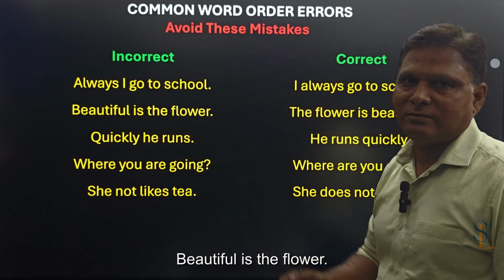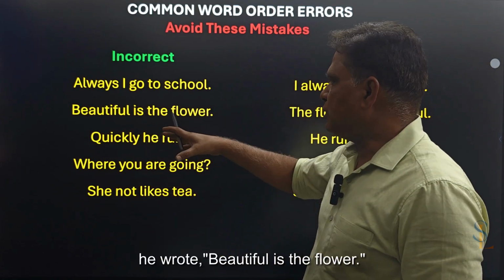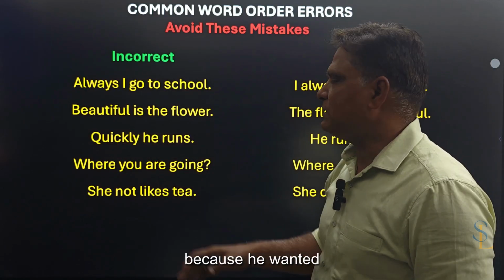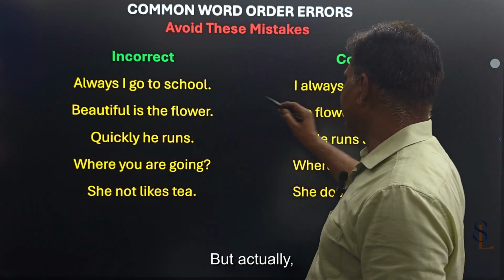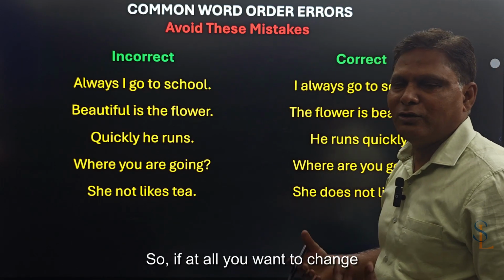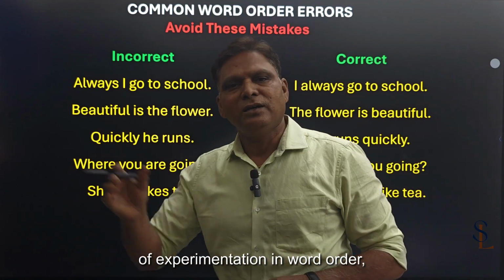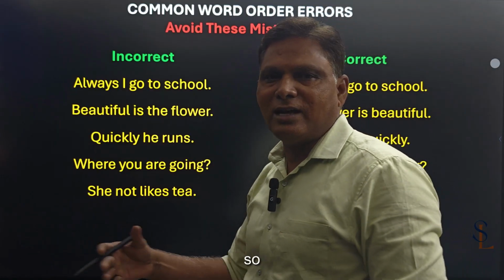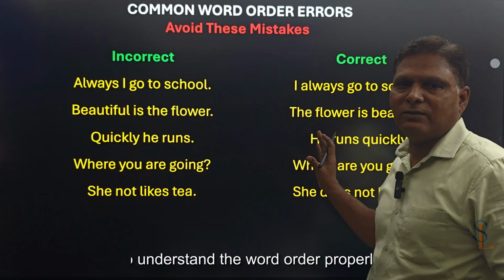Beautiful is the flower. I read so many Shakespearean dramas. Actually he wrote, beautiful is the flower. Of course that is a proper structure according to Shakespeare, because he wanted to give more importance to the beauty of the flower rather than the flower. But actually the sentence structure is, the flower is beautiful. It is the normal sentence structure. So if at all you want to change and do some kind of experimentation in word order, you need to become a Shakespeare, and write as many poems, dramas, and stories, so that you can also experiment with the word order. But for now you need to understand the word order properly.